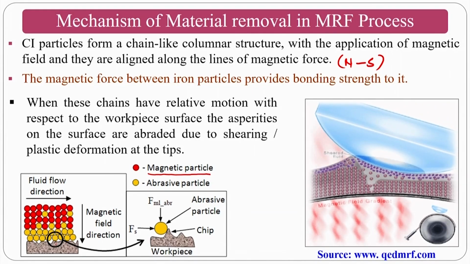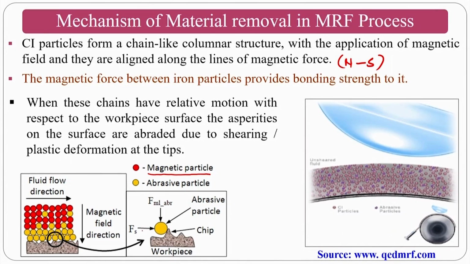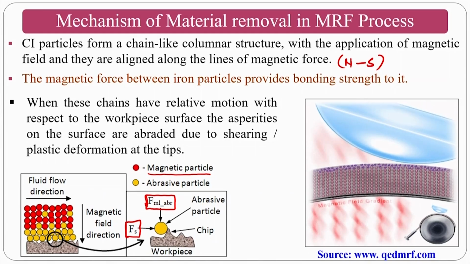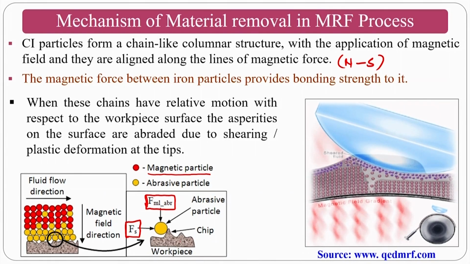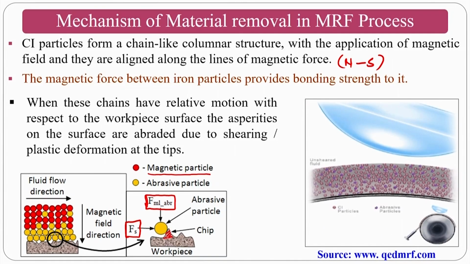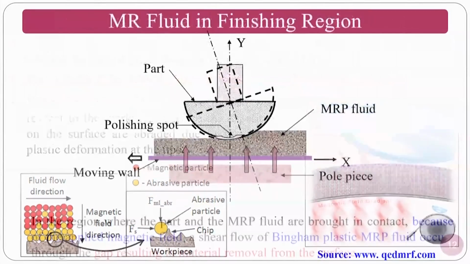Abrasive particles are getting assistance from the chains of magnetic particles, and because of the rotation they will experience the shear force. At the same time, because of the depth of cut of the grinding wheel as well as the magnetic field strength, there will be a normal force, because of which the chip will be removed or sheared. That is how the material removal mechanism takes place.